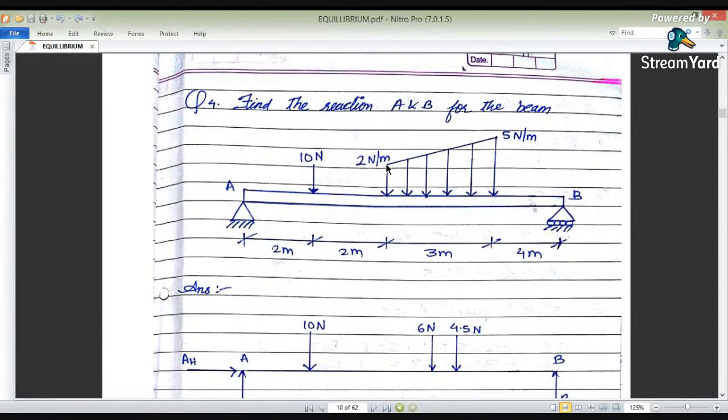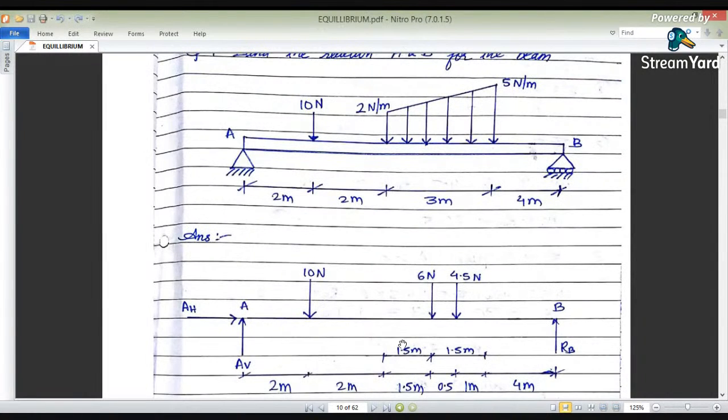If you draw a line along here, then the bottom part is nothing but the rectangular part, and the upper part is nothing but the triangular part. So first we have to convert this rectangular part into a point load that is acting at L by 2, that is 1.5 and 1.5. What about the intensity? 3 multiplied by 2, that is 6. Weight multiplied by its total length, 3 multiplied by 2, 6, and it will be acting at 1.5 and 1.5.